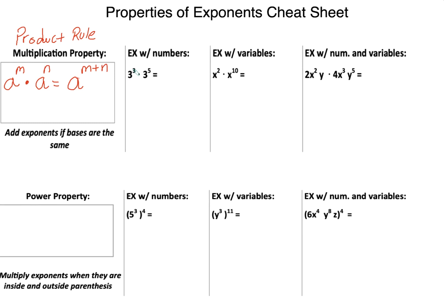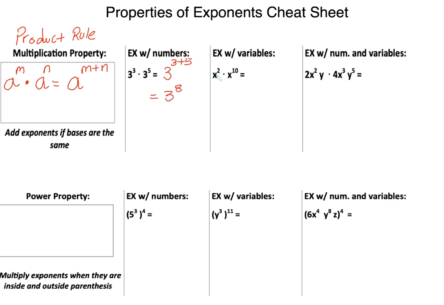Suppose I have 3 to the third and I'm multiplying by 3 to the fifth. The rule states you keep your base and you add the exponents. 3 plus 5, your answer is 3 raised to the 8th power.